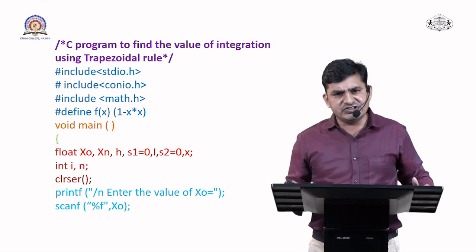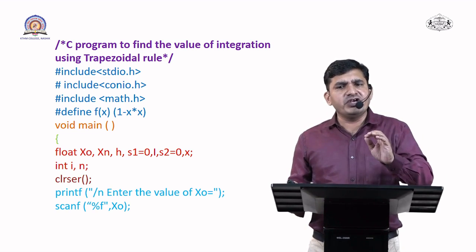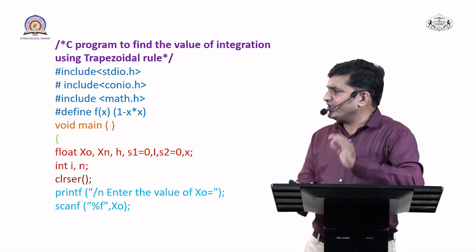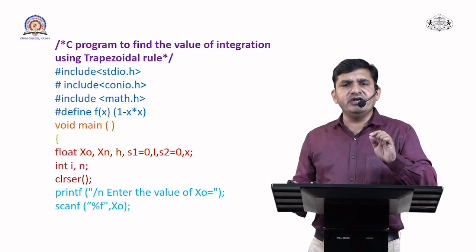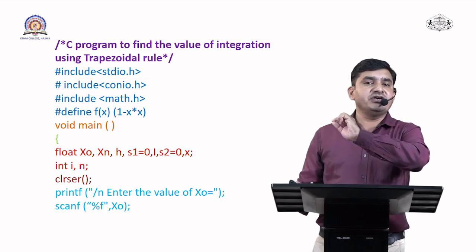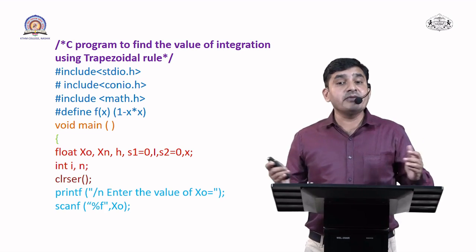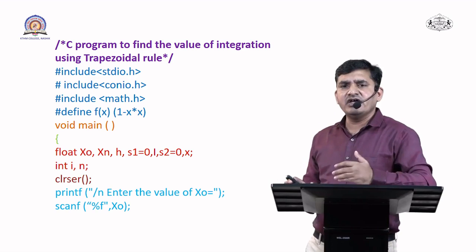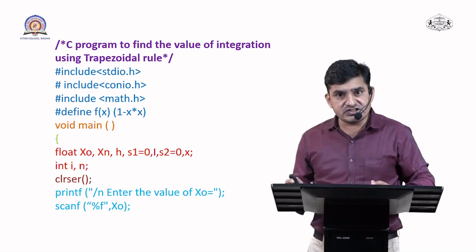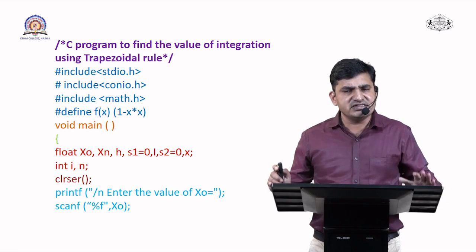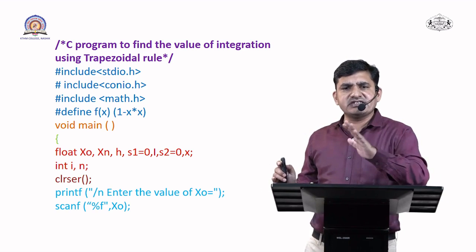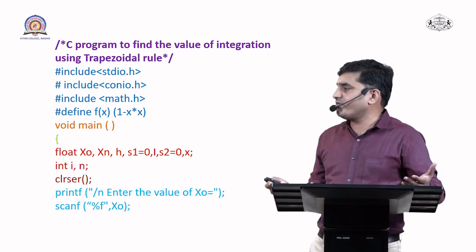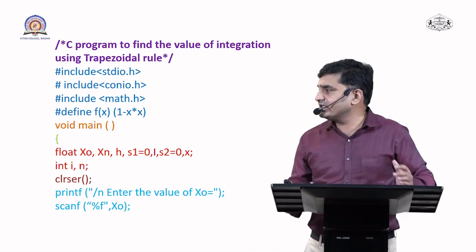Then float x0. X0 is a floating point variable because it consists of a decimal point. That is, the initial limit may consist of a decimal point. Xn is the upper limit, which also consists of a decimal point, and therefore x0, xn, h. When we calculate the step size, that is h is equal to xn minus x0 divided by n, it may consist of a decimal point, and therefore we consider it as a float.